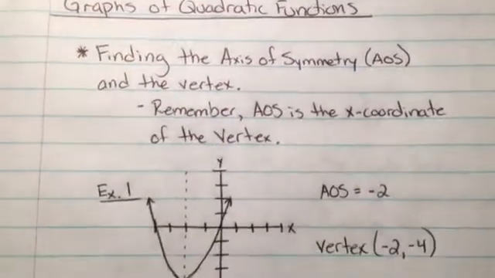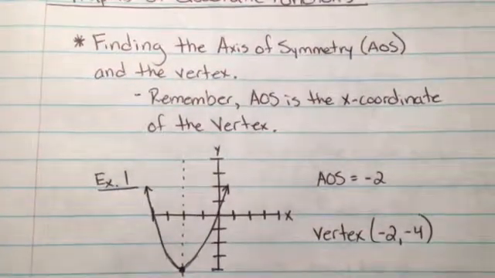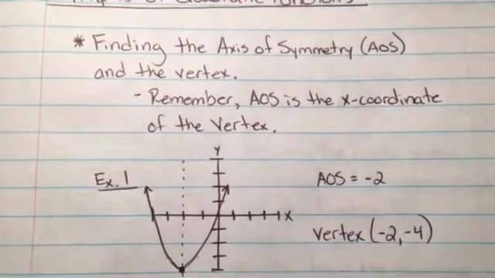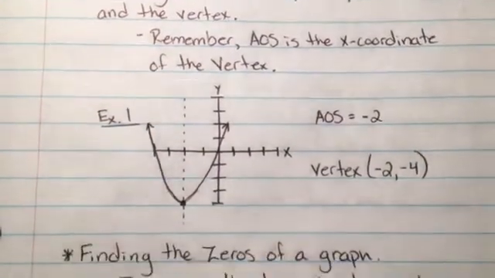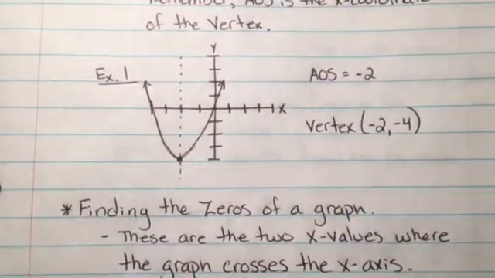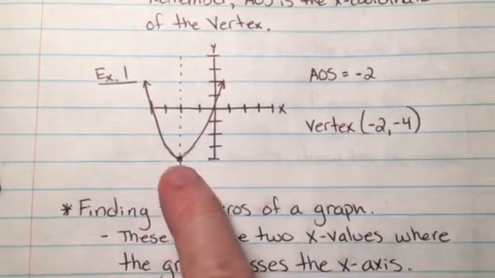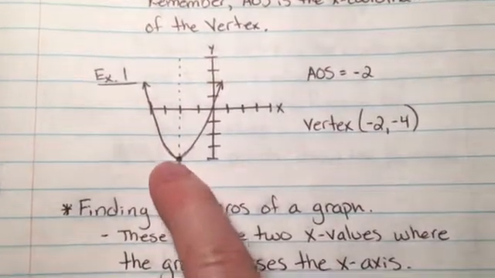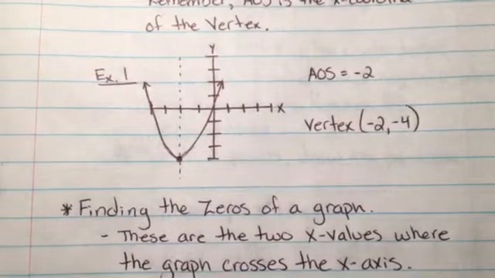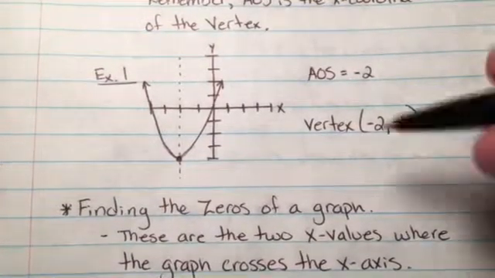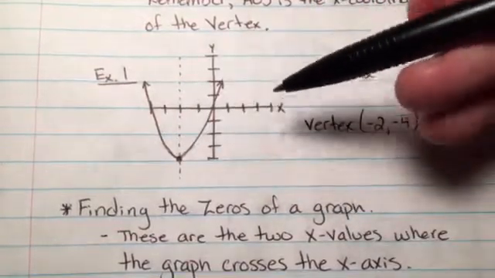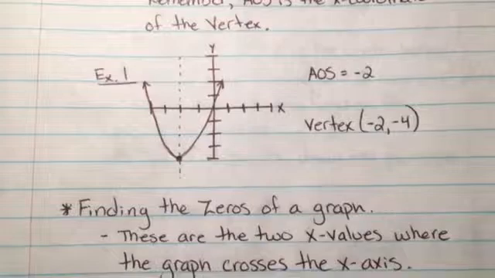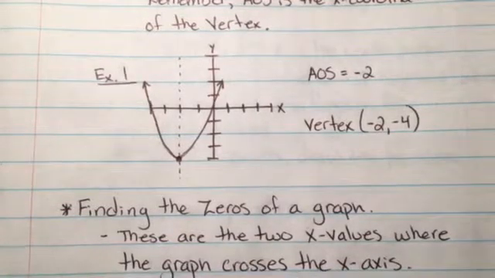First thing, finding the axis of symmetry, the AOS, and then also the vertex. Remember that the AOS is the x-coordinate of the vertex. So given this example, here we've got the vertex right at the tip of the bend, the lowest point of the graph. So the axis of symmetry, remember, is that imaginary line that cuts right through the vertex, coming through the x-axis, hence the x value or the x-coordinate of the vertex.